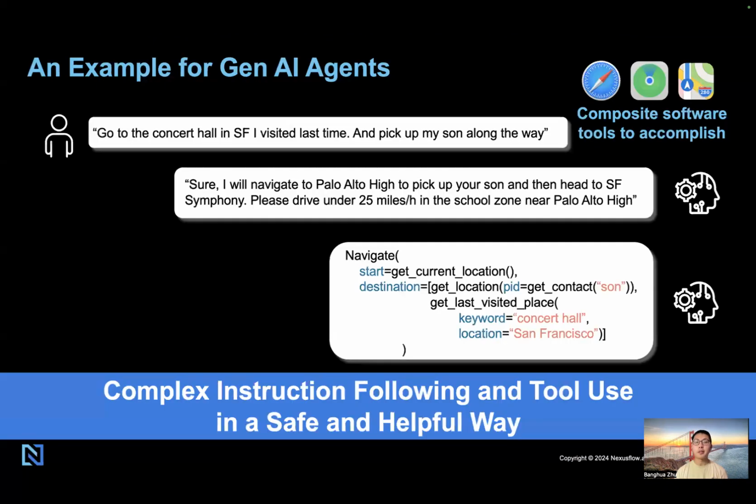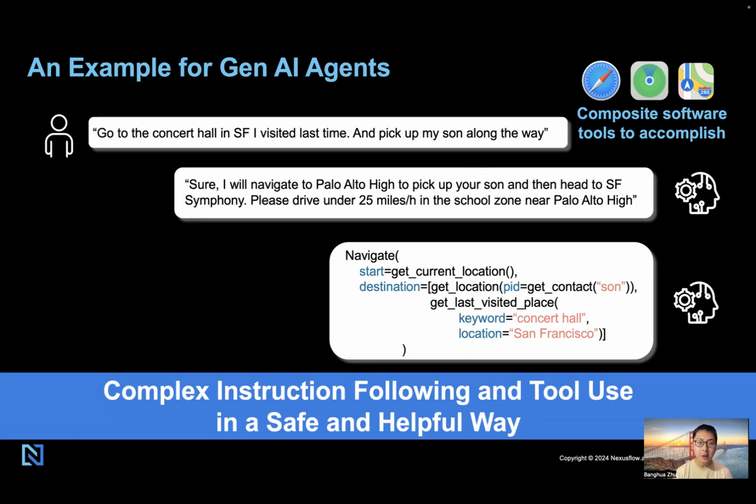So here's one example for GenAI agents. Imagine a case where you have multiple software and tools to use together. One example would be a human giving an instruction like, please go to the concert hall in San Francisco I visited last time and pick up my son along the way. And in the meantime, you do have tools for navigation to get location and get last visited places.